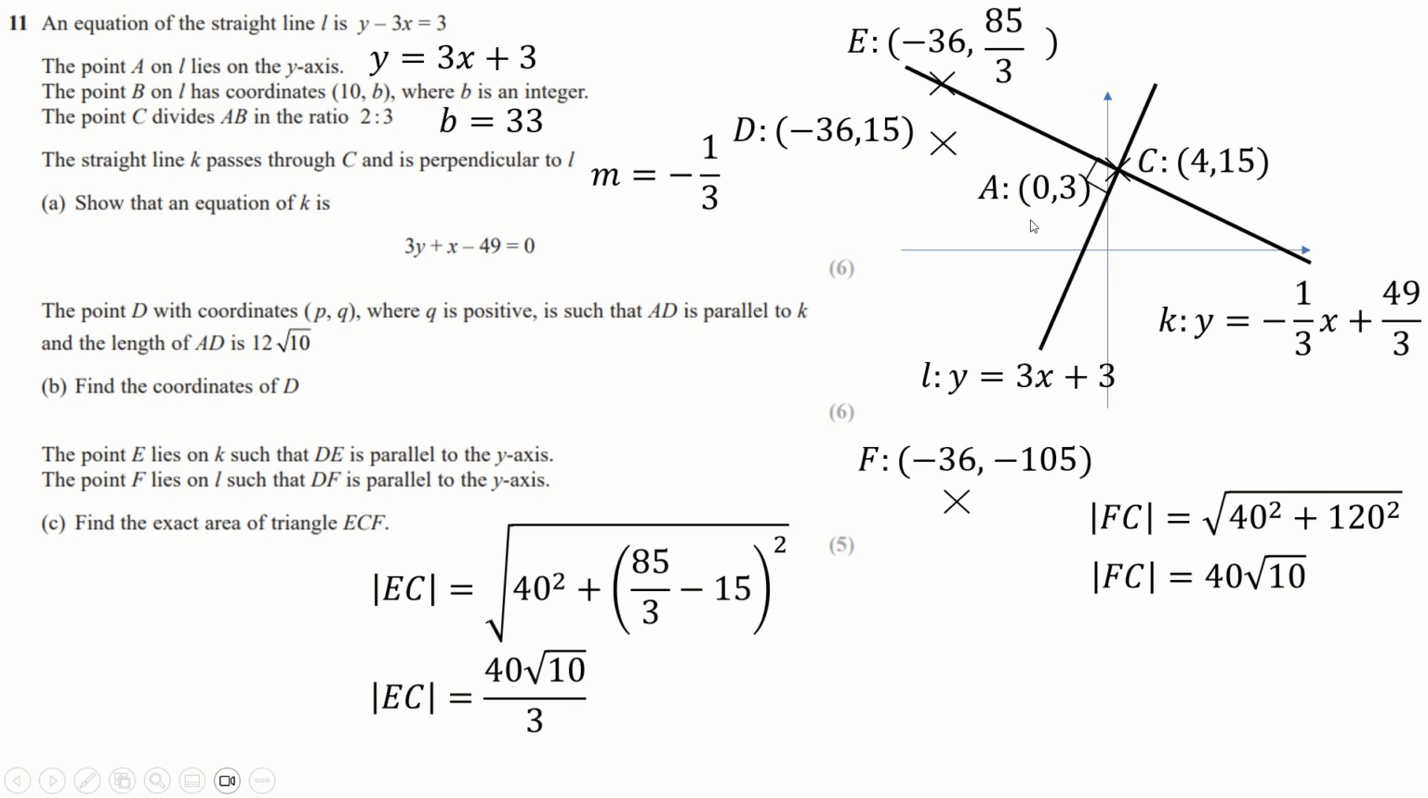And then, of course, the area of the triangle is just a half times that length there, which we've got, times that length there, which we've also got. Again, put it in a calculator. You end up with this.